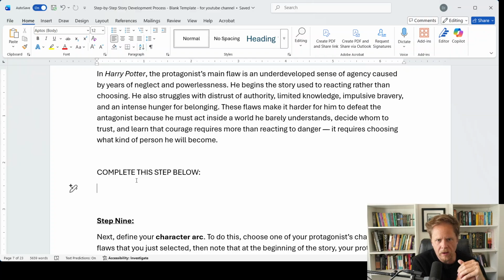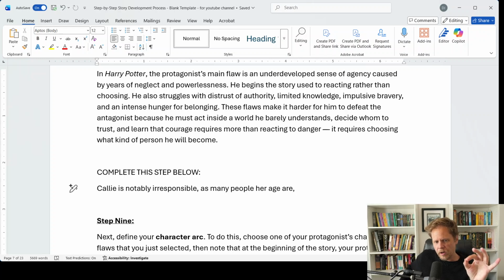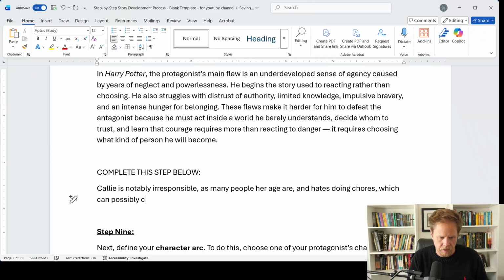And so why don't we give Callie a character flaw that's going to make this all more complicated, right? So let's say that Callie is notably irresponsible, right? As many people her age are, right? So why is that important? Well, that's going to make middle grade readers be able to identify with her, right? Nobody wants to have to grow up and clean their room and do all this stuff, let alone have to clean some dead guy's bed sheets, right? So that's Callie's flaw, that she's irresponsible and hates doing chores, which can possibly create issues when the Department of Spectral Affairs comes to do their audits, right?